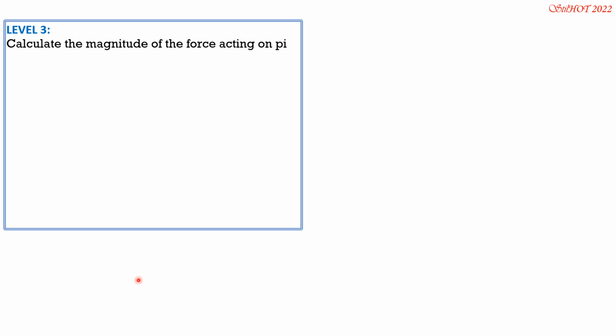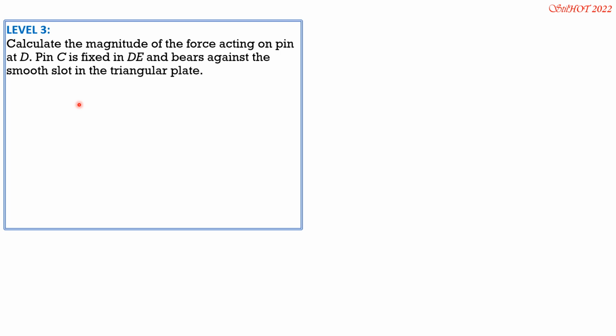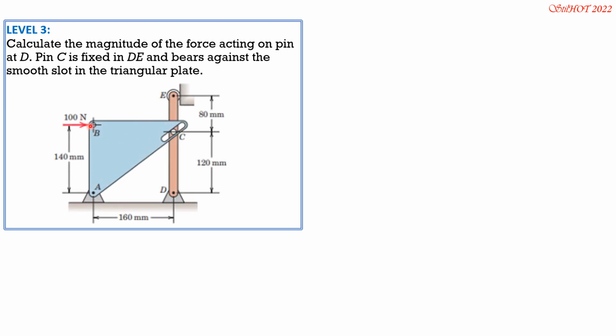So this is an interconnected system or composite bodies. Calculate the magnitude of the force acting on the pin at D. Pin C is fixed in DE and bears against the smooth slot in the triangular plate. So let's consider first the triangular plate. We have here the reaction components at A, which are not important because we only want the magnitude of the force acting on the pin at D. So we have the normal reaction at C. This angle is arctan of 120 over 160, so that's 36.87. Then this is F sub C, which is perpendicular to AC.